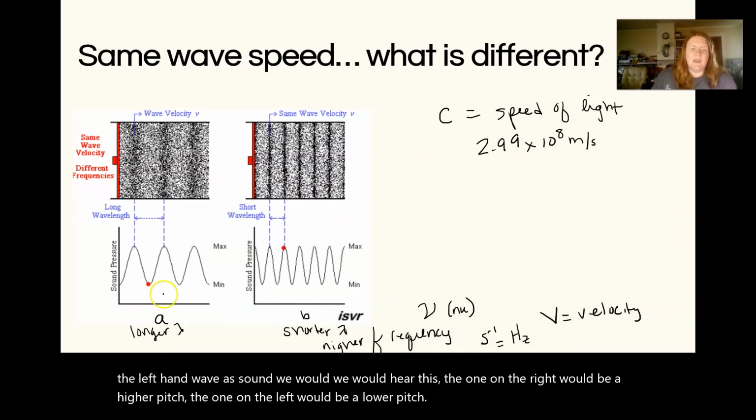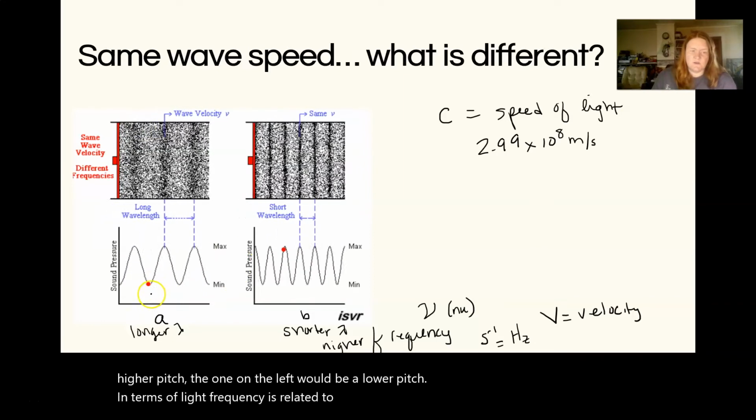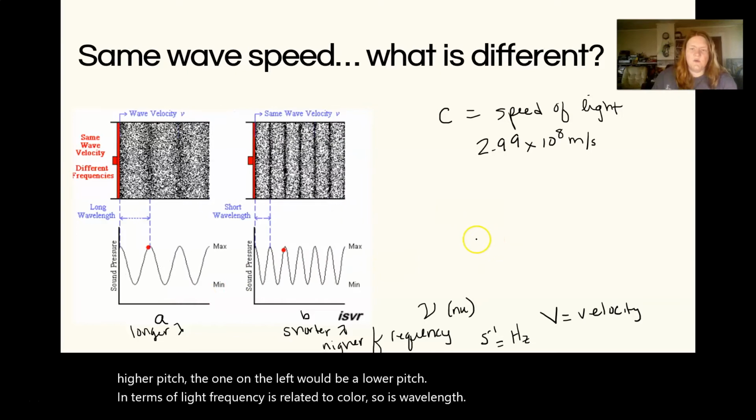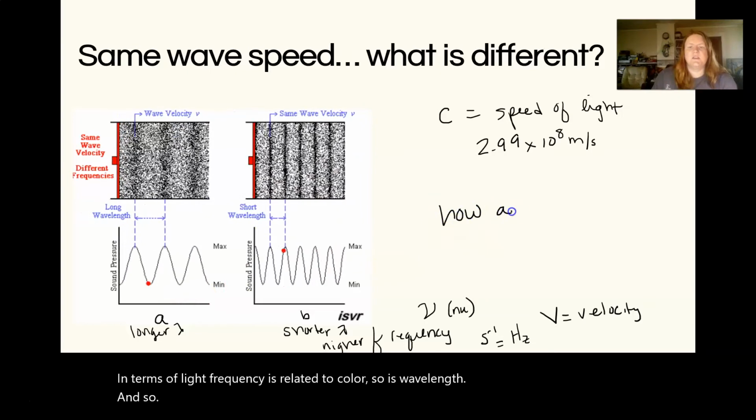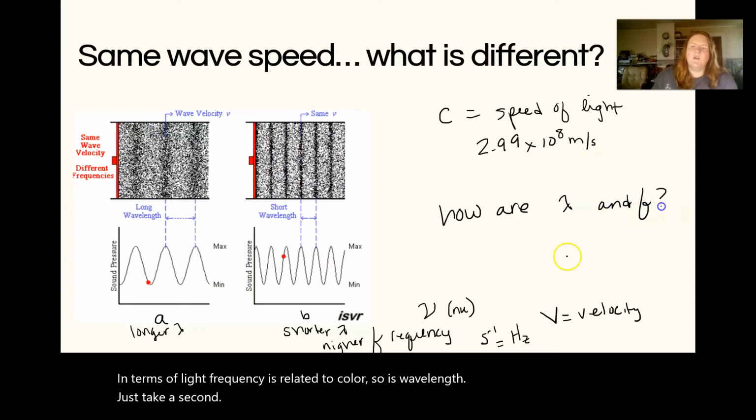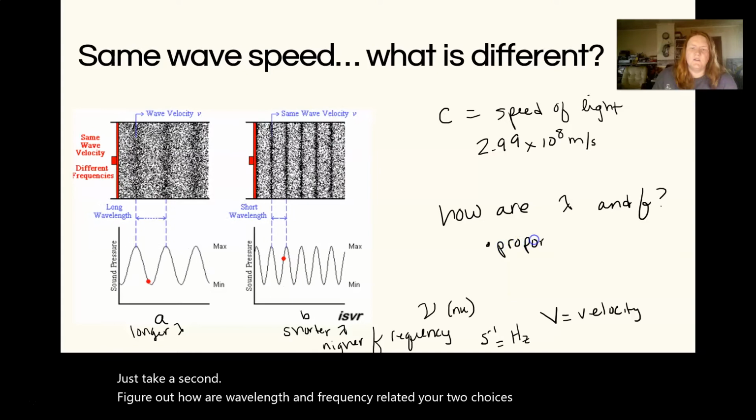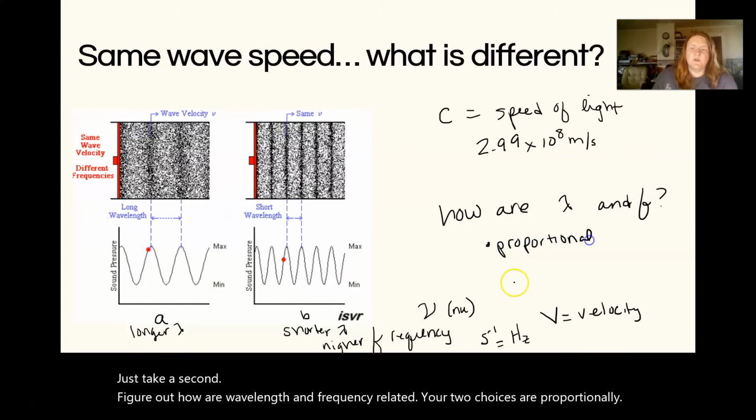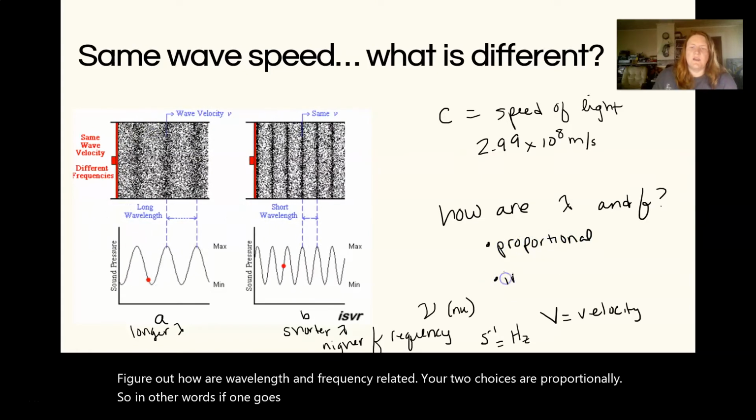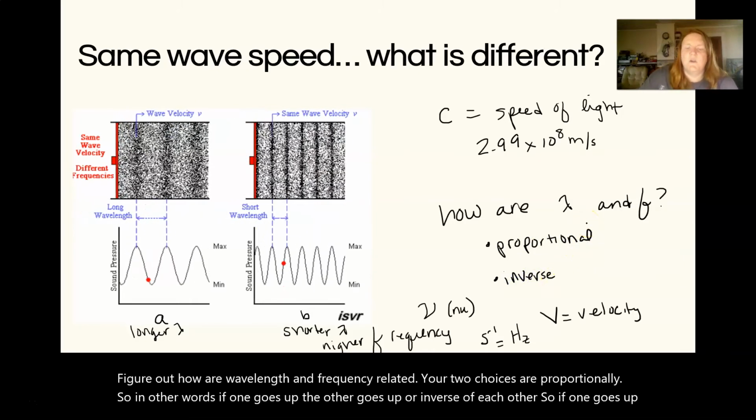In terms of light, frequency is related to color, so is wavelength. And so, just take a second, figure out how are wavelength and frequency related. Your two choices are proportionally, so in other words, if one goes up, the other goes up, or inverse of each other, so if one goes up, the other goes down.